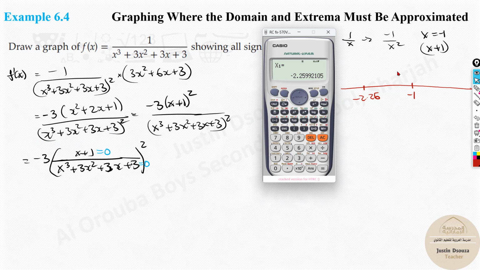This one is from the numerator, so it's not an asymptote. Over here, just that value. Okay. Now, what do you do next is check values. So you need to test some values.